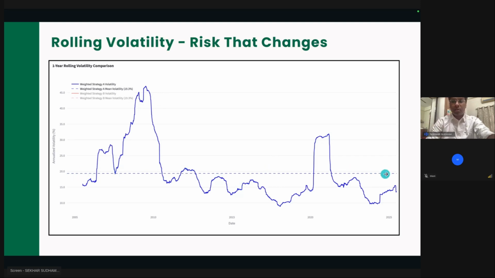But nevertheless, this serves a good purpose as a benchmark. Where are we in terms of the current volatility? Are we in elevated volatile phases, or are we in low volatile phases? And then we can make our investment decision.